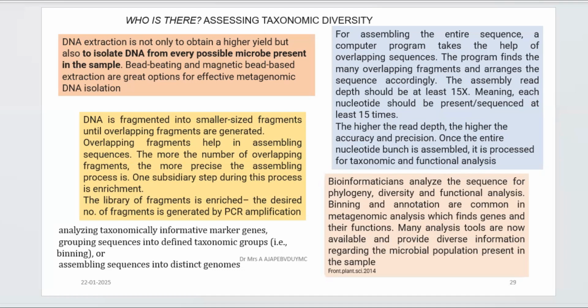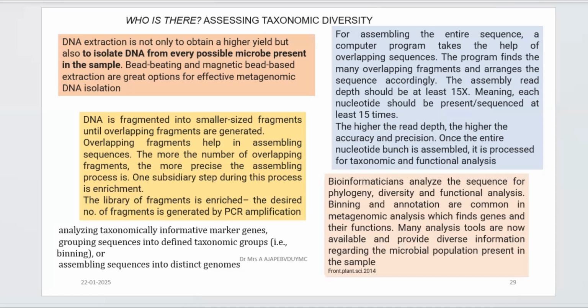Now, bead beating and magnetic bead based extraction methods are commonly used. Chemical methods, you have done DNA extraction. They are good, efficient, but they are not really entertained when it comes to extraction of DNA from natural samples. What is used then? Magnetic bead based extraction methods are effective for metagenomic DNA isolation. So that is the first step.